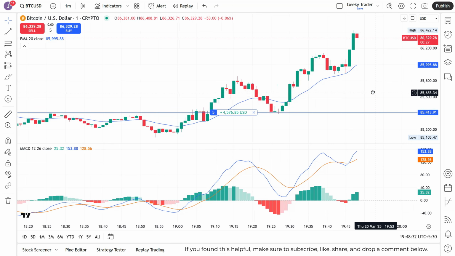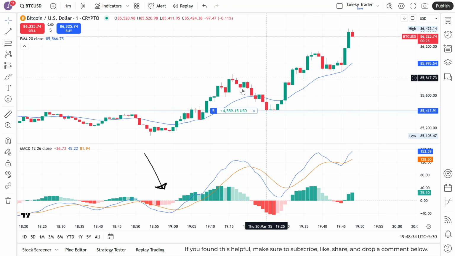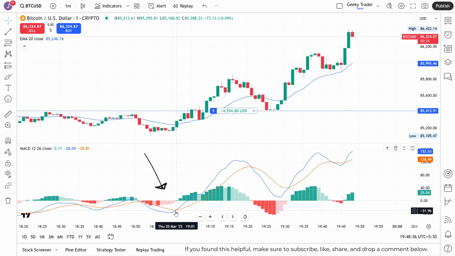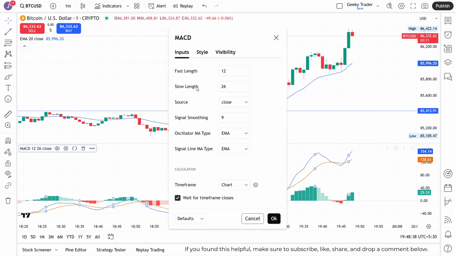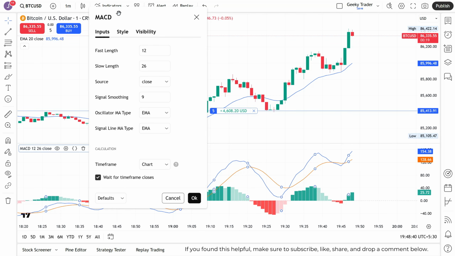Let's get started. As you may have noticed, I used the MACD, Moving Average Convergence Divergence indicator in this trade. Now, let's take a closer look at the exact settings I used so you can follow along and understand how I set it up. For the main settings, I kept everything at default because the standard MACD settings work really well for identifying momentum shifts and trade opportunities.